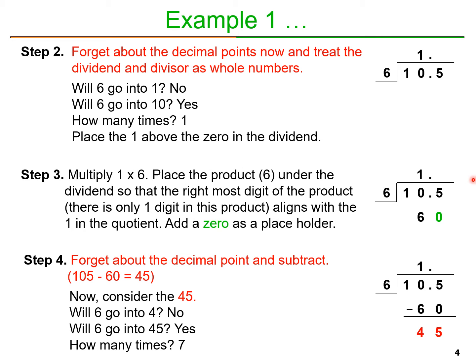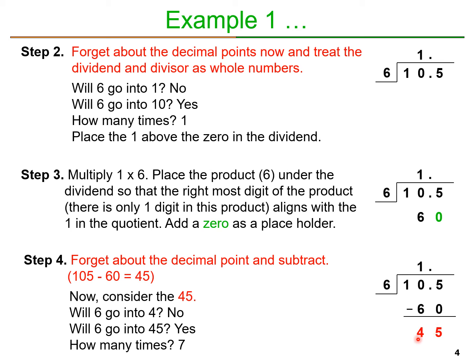Step 4, again, forget about the decimal point and subtract. 105 minus 60. 5 minus 0 is 5. 0 is less than 6, so we have to borrow 1 from the next column. So this 0 becomes a 10. 10 minus 6 is 4. We borrowed this 1, and 1 minus 0 is 0. So 105 minus 60 is 45.